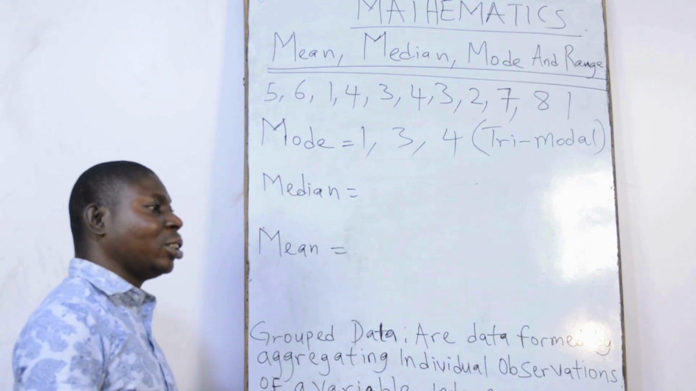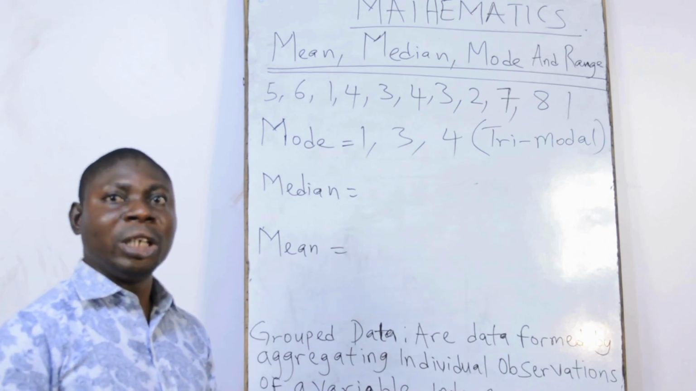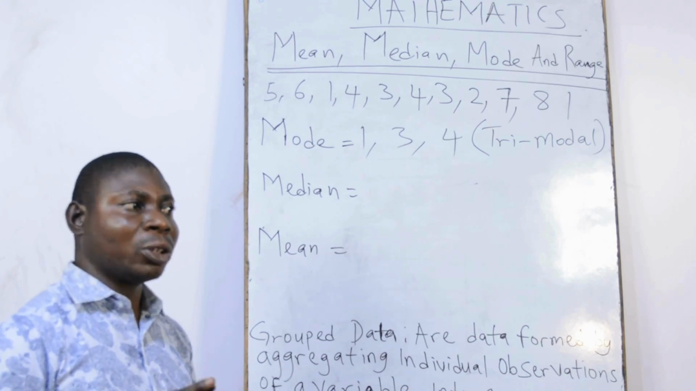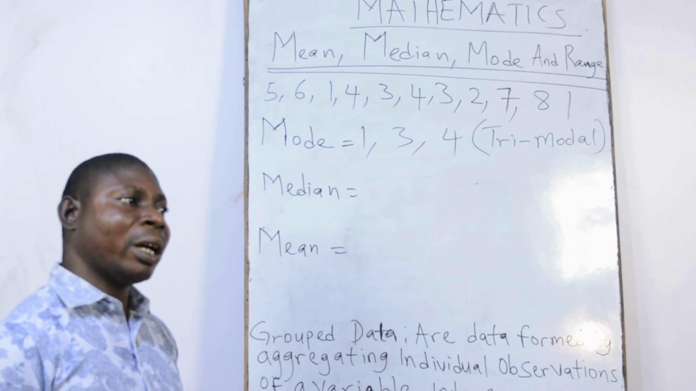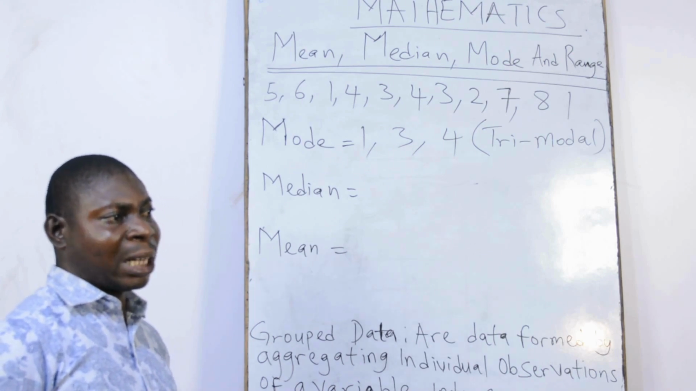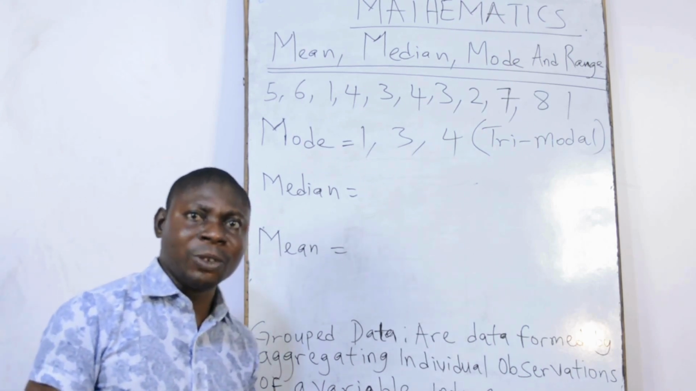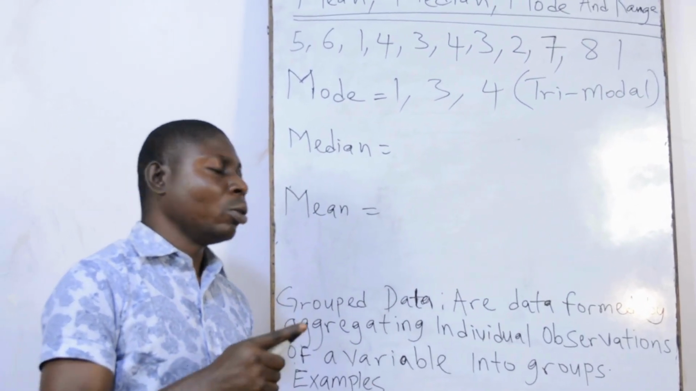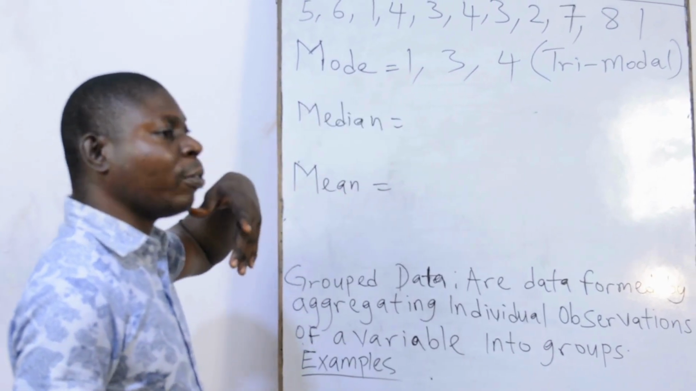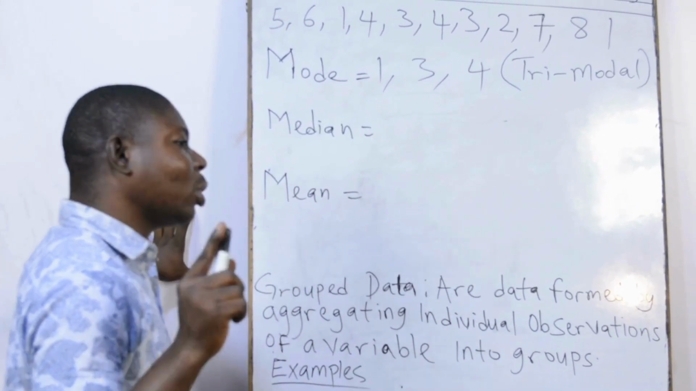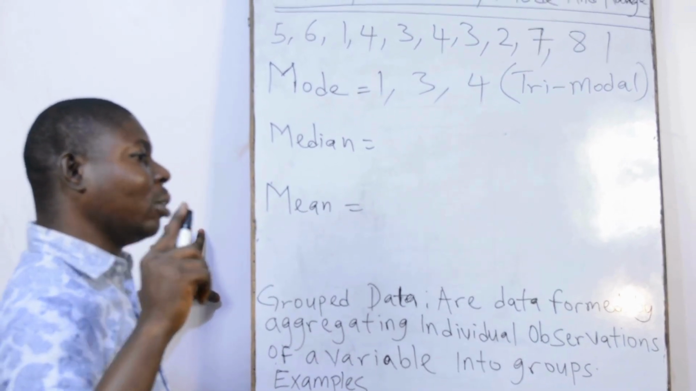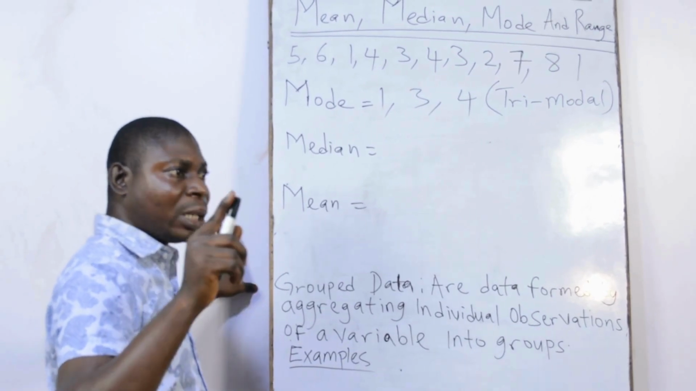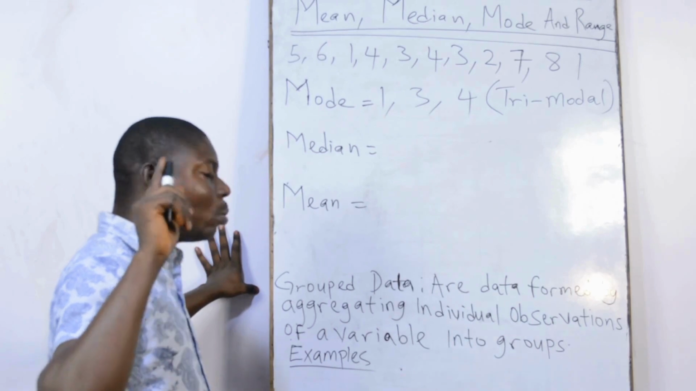So don't forget, we have what we call unimodal. We have what we call dimodal. We have what we call trimodal. And then the question can come out in the form of no mode. So for now, in this question, we have trimodal. Just have it in your mind that we can get 1 mode, more than 1 mode, or no mode.